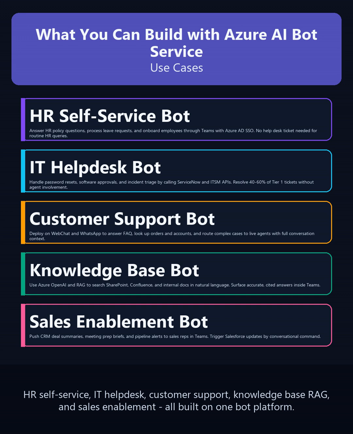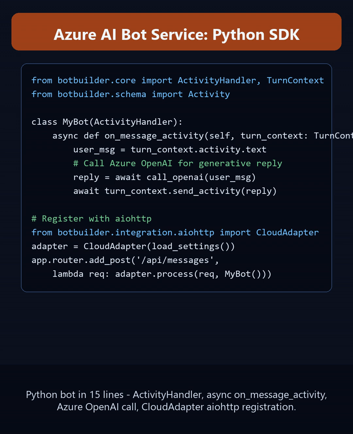A minimal bot in Python. Create a bot adapter with your app credentials. Define an activity handler class that overrides on message activity. Call turn context send activity with your reply, and register the adapter with an auth endpoint. Add conversation state and user state objects backed by memory storage or Azure Blob storage for multi-turn context. To connect Azure OpenAI, call the OpenAI client inside on message activity and include the completion in your reply. No special wiring needed.